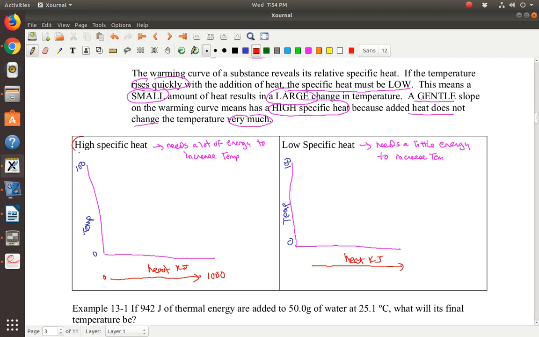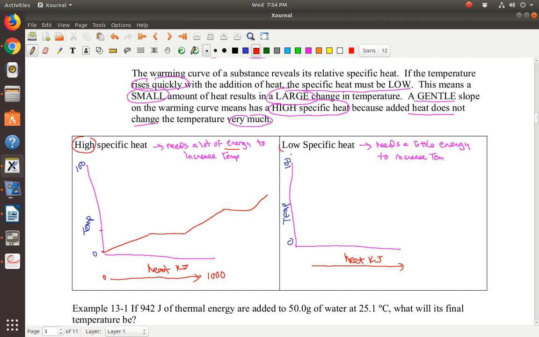Now, if it's a high specific heat, I have to add a lot of heat energy to raise the temperature. So I have to add a lot of this before the temperature will go up. So you'll have a very slow curve as the temperature goes up. And finally, the phase change, the latent heat happens, and another very slow increase, and another latent heat, and another slow increase. So you see, this is the gentle slope. It takes a long time to raise the temperature. The temperature doesn't go up very quickly from here to here.